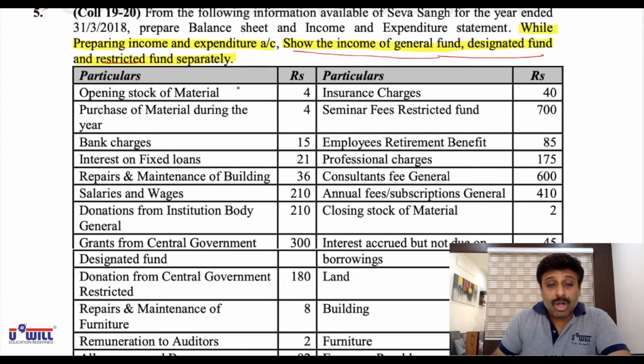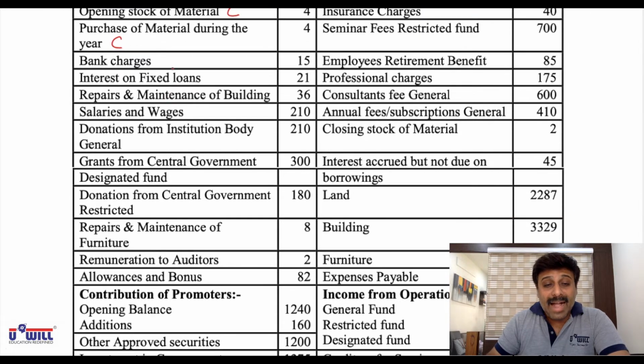Now, opening stock of material will come in consumption of materials, so mark it as C. Purchase of material during the year, consumption of material. Bank charges, finance cost. Interest on fixed loans, finance cost. Repairs and maintenance of building, other expenses. This will come in the category of other expenses. Salaries and wages, employee benefit.